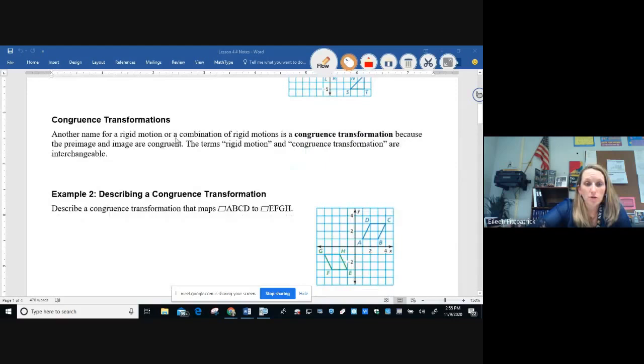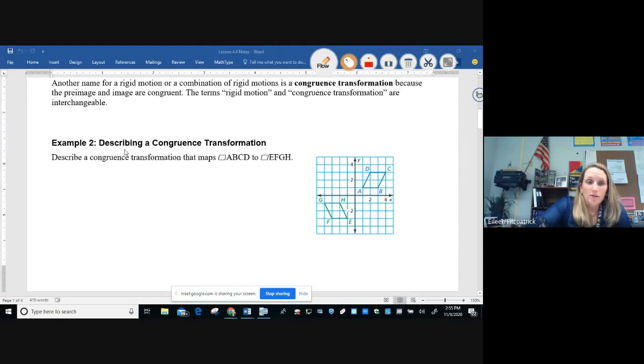Another name for rigid motion or combination of rigid motions is a congruency transformation because the pre-image and image are congruent. The terms rigid motion and congruency transformations are interchangeable. All right. Describing a congruency transformation. Describe a congruency transformation that maps parallelogram ABCD to parallelogram EFGH.